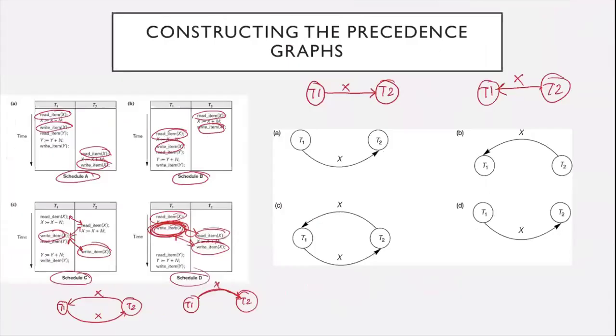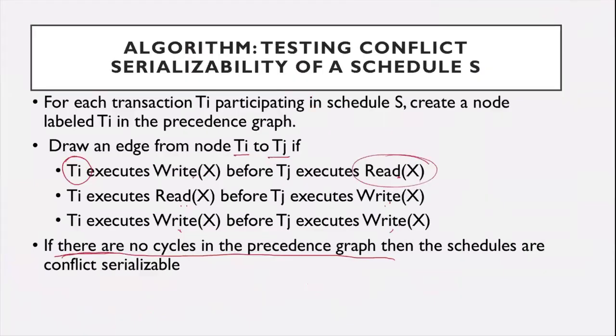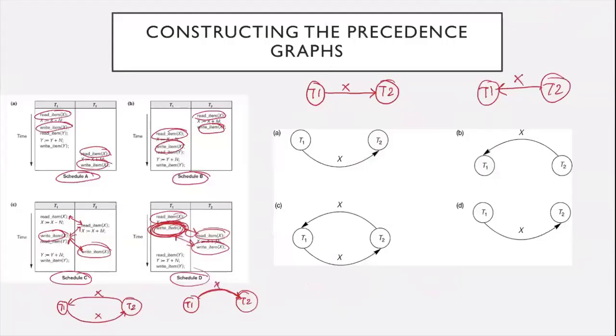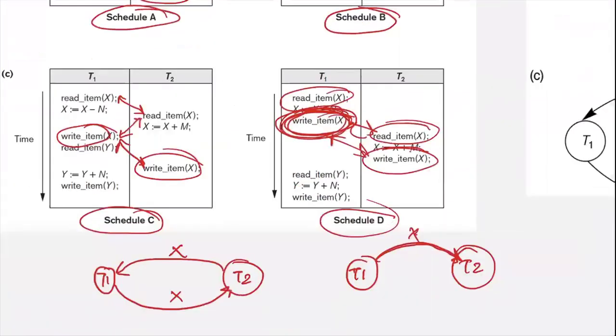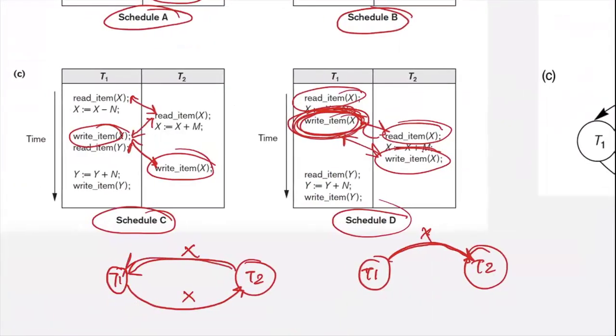Now, what does our algorithm say? Our algorithm says that if there are no cycles in the precedence graph, then the schedule is conflict serializable. So let us see if there is a cycle. In the first two, these are serial schedules, so there cannot be any cycles. But if you look at this one here, you can see that there is a cycle. It goes from T2 to T1, T1 to T2, or you can start T1 to T2, T2 to T1. So there is a cycle, so this is not conflict serializable.